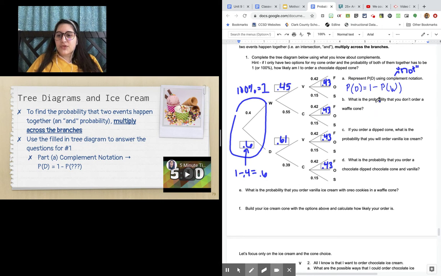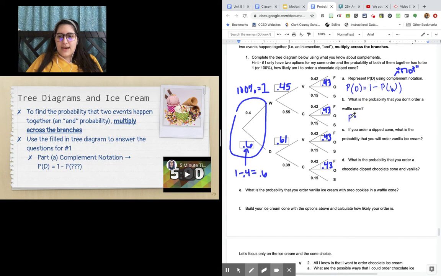All right, so let's look at part B here. It says, what is the probability that you don't order a waffle cone? Well, that's this up here. It's the same thing as part A, because if I don't order a waffle cone, my only other choice is to order a chocolate dipped cone.